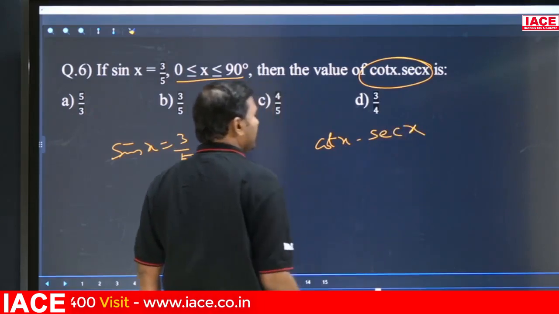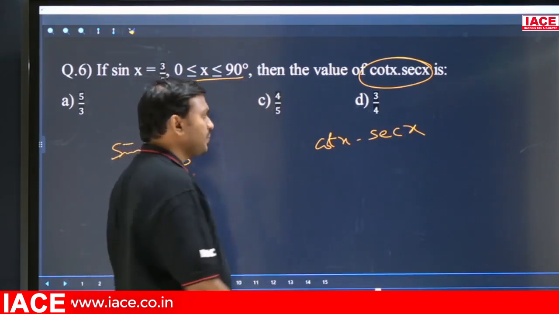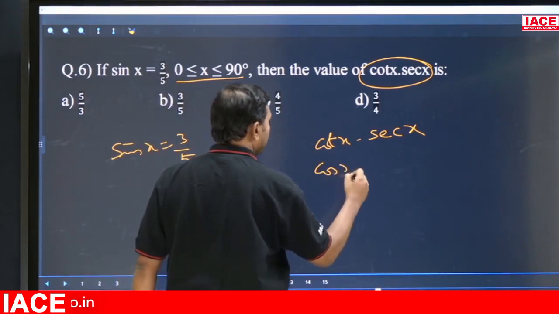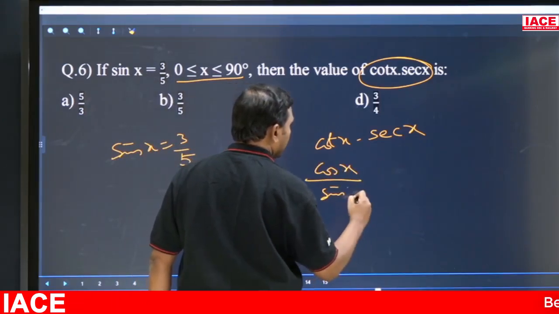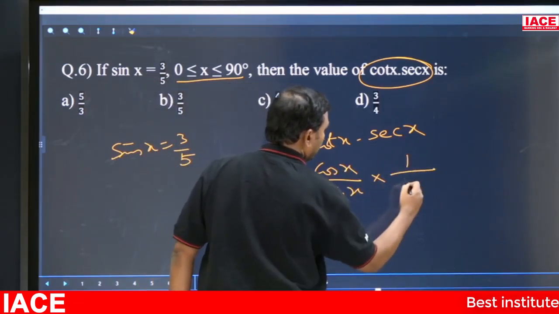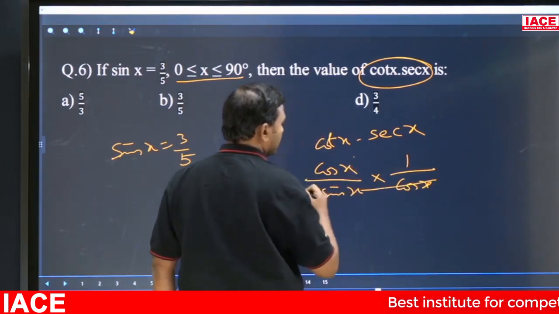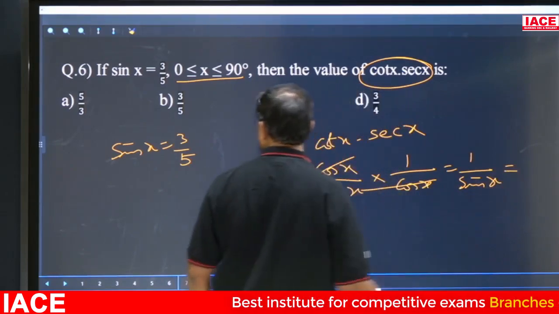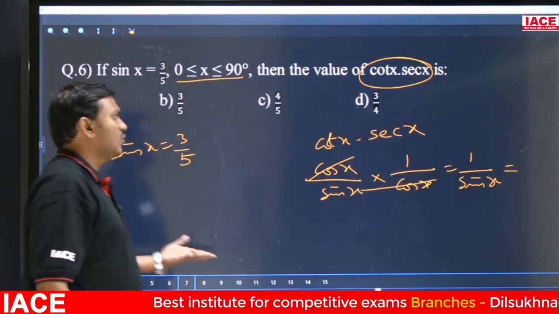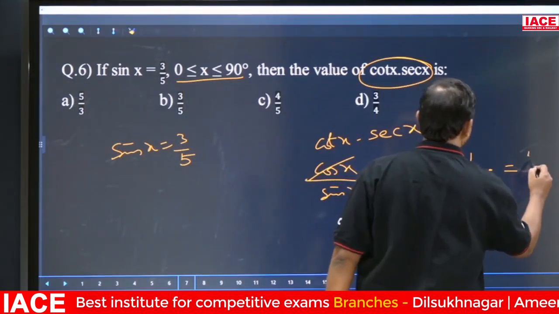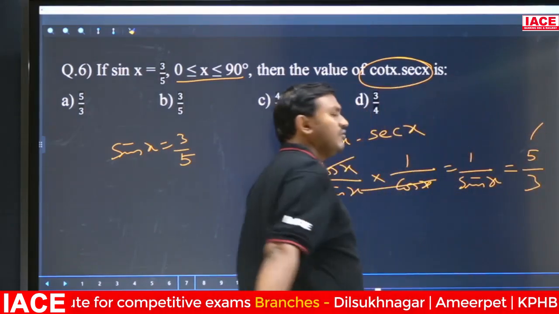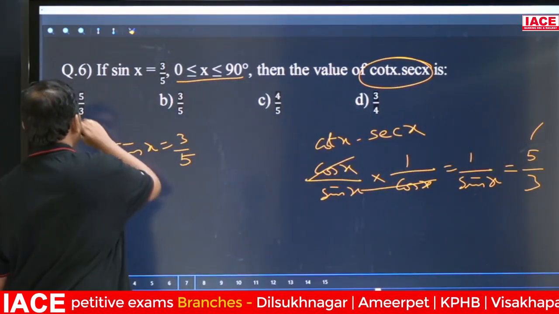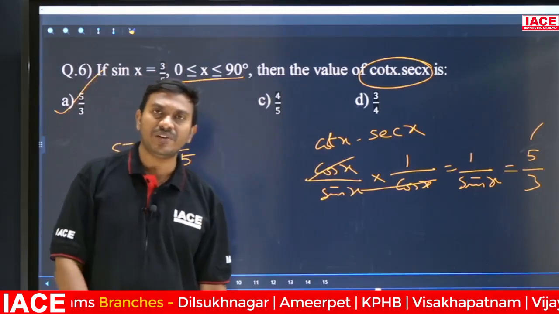First we will simplify this one. What is cot? Cot means cos by sin. So cos x by sin x into what is secant? 1 by cos. So cos cancels. What will we get? 1 by sin x. Sin x is how much? 3 by 5. So what is 1 by sin x? 5 by 3. So the answer is 5 by 3. So option A is the right answer. Simple question is given.